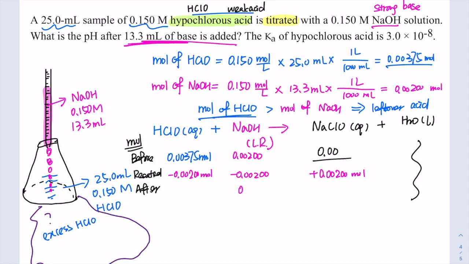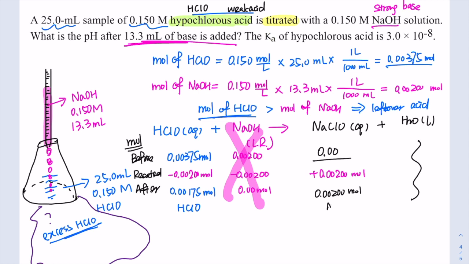So after this reaction, I have none of the base left. This is all gone. And then we'll have more of the acid. How much is left? It's 0.00175 moles of this acid. Okay, so I already figured that out. And what else do we have? We have this product, which is 0.00200 moles of this NaClO, and we know that's a salt, right?